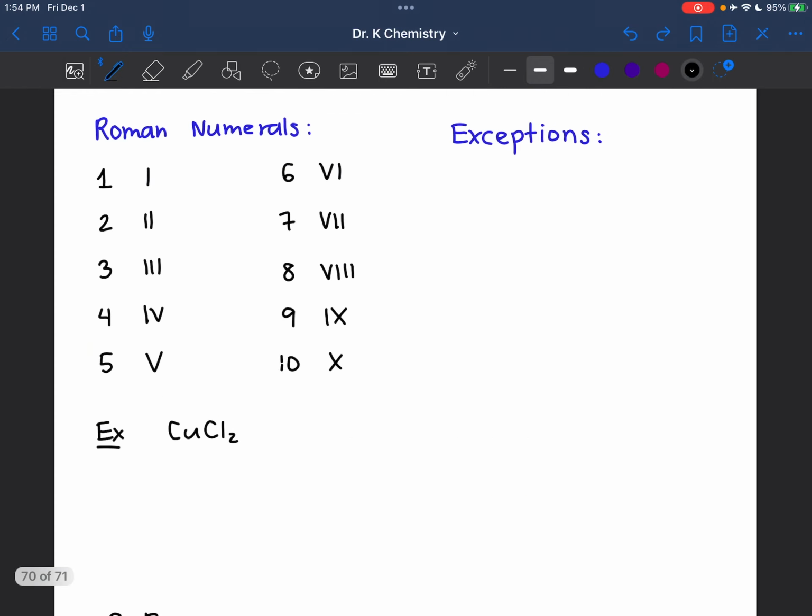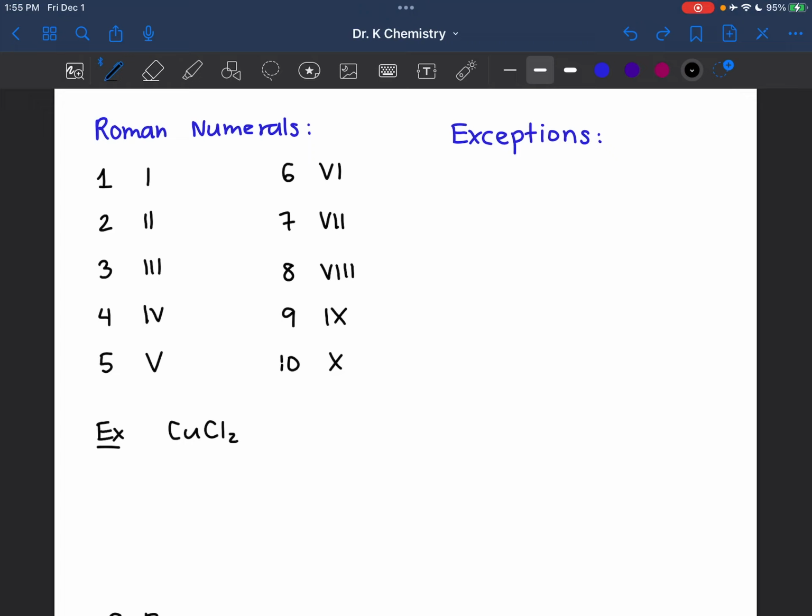So let's review the Roman numerals very briefly. This is what they would look like. Most commonly, you will see 1 through 6 or 7. It's very rare to see anything above that. So if you're trying to focus on the most relevant ones, maybe knowing the Roman numerals for the first 6 or so would be most helpful.